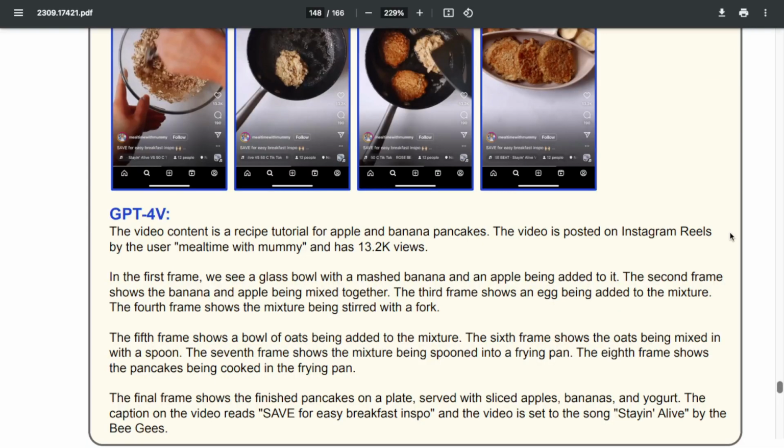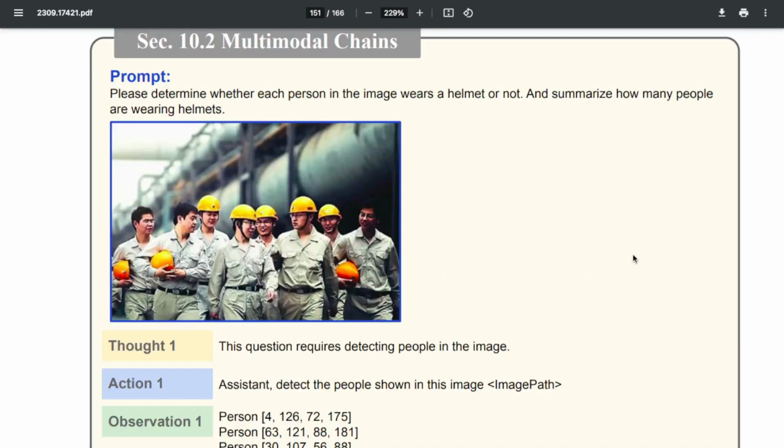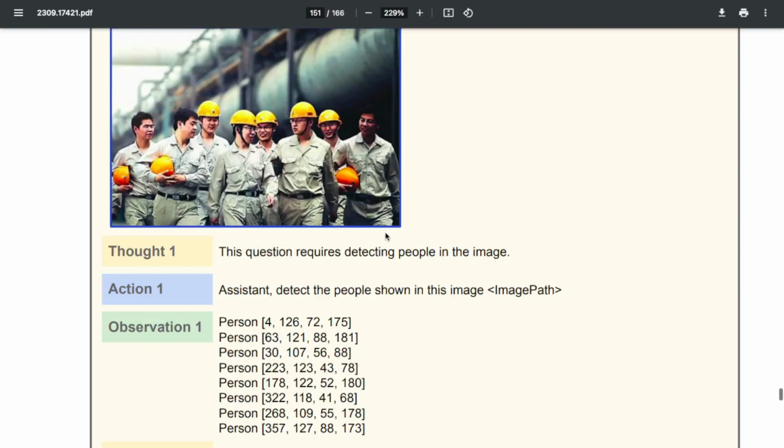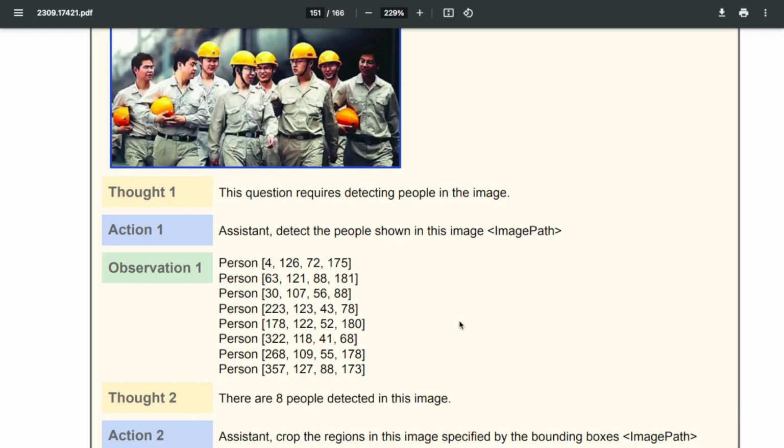The paper also explores future research directions that may further amplify GPT-4V's capabilities. Please determine whether each person in the image wears a helmet or not, and summarize how many people are wearing helmets. Initially, we saw that this might have given a problem, but now it thinks through the idea, there's an action attached to it, and there's an observation. So it goes through a bunch of steps. You can call them chains. It chains all these steps together and comes up with an answer: out of 8 people, 5 are wearing helmets and 3 are not.